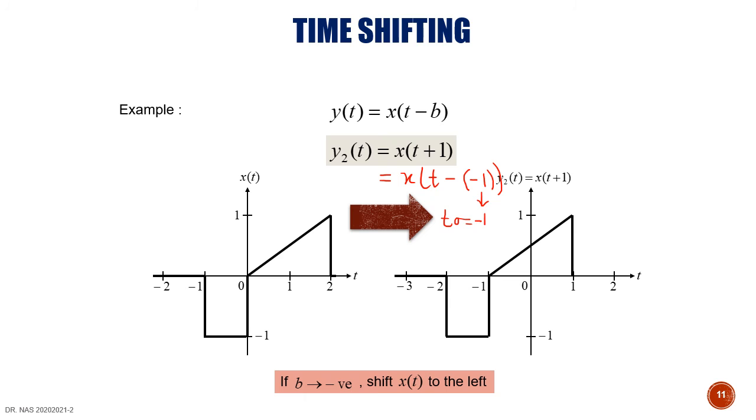Okay, so you can see that what is supposed to be the amplitude of 1 at 2 is shifted to the left by 1. So 1 shifted to 0, and the 0 point now shifted to the left by 1, so it becomes negative 1, and so on.